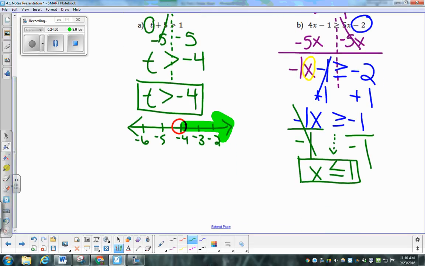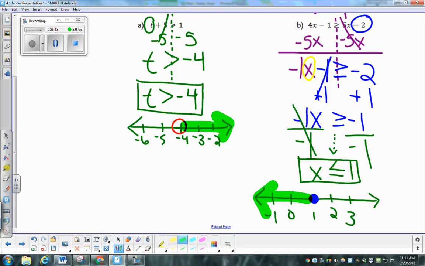We need to graph that. So I'm going to put 1 in the middle, put 2 numbers on either side of that 1. Since x can equal 1, I'm going to put a closed circle there. And it's anything less than or equal to 1. So I'm going to shade anything smaller than or equal to 1.